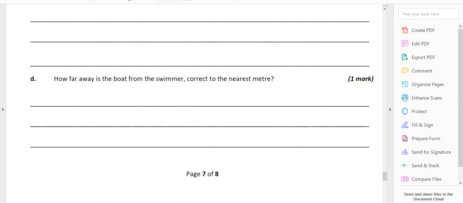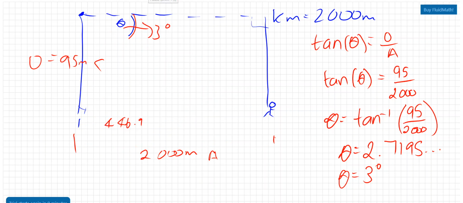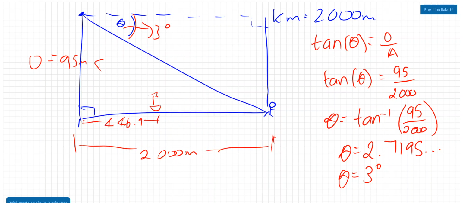And the last bit for this question, D: how far away is the boat from the swimmer, correct to the nearest meter? If we go to our diagram, this is why diagrams are very important. So how far away is the boat? The boat's located here and the swimmer's over here. We are trying to find the distance between them, from there to there. And to work that out, we have enough information.